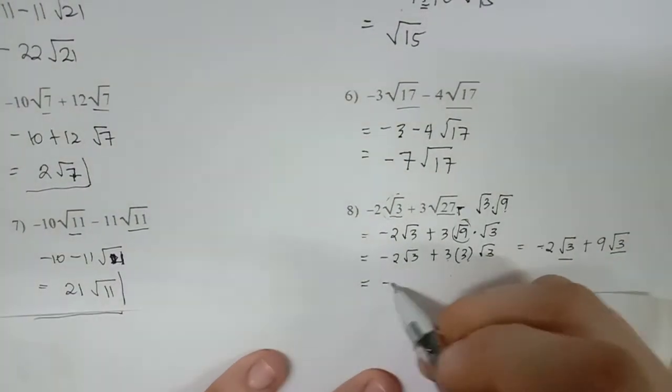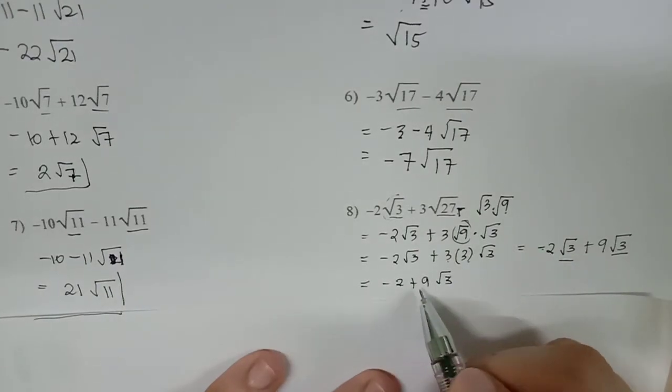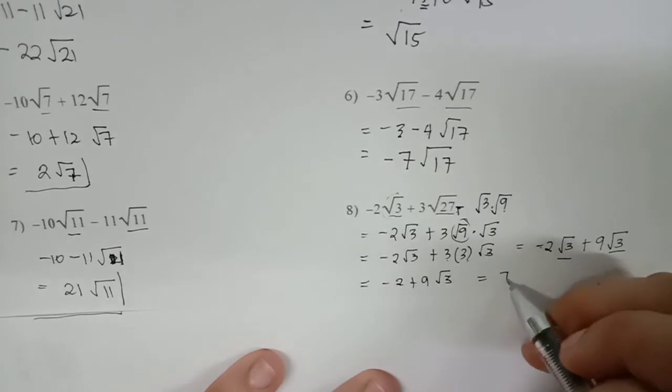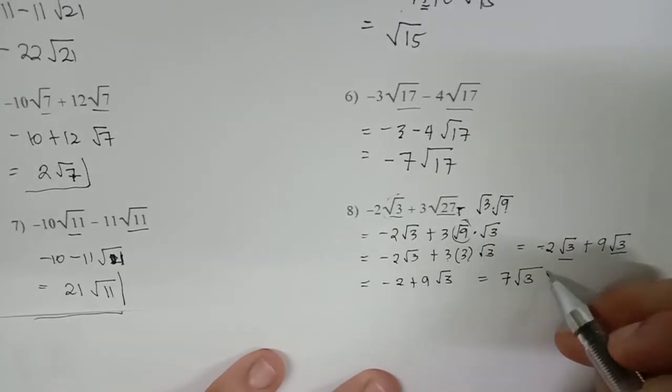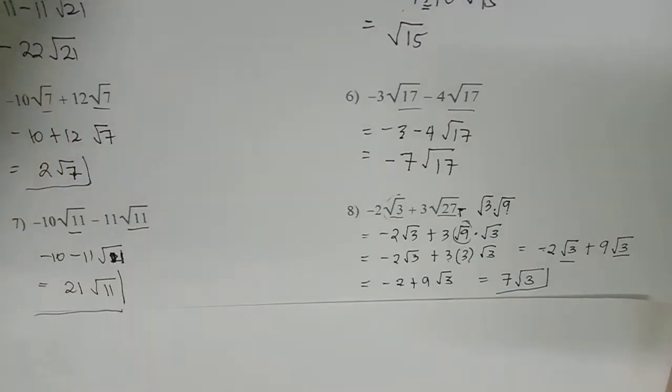So, negative 2, positive 9, square root of 3. So, negative 2 plus 9. So, magkaiba po sila ng sign. We're going to subtract. That is 7 square root of 3. So, ayan po yung magiging sagot. Next.